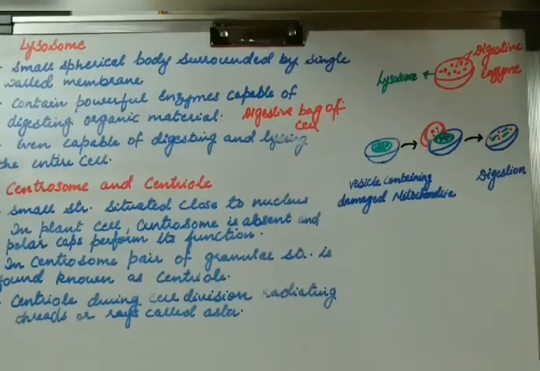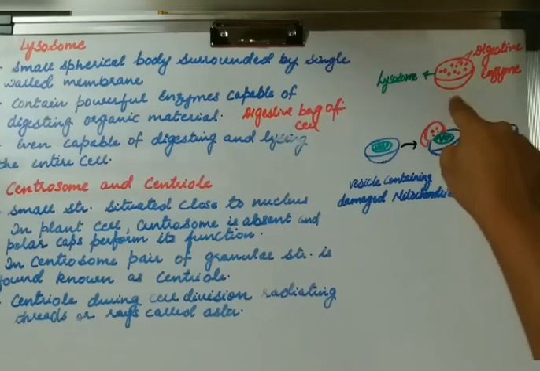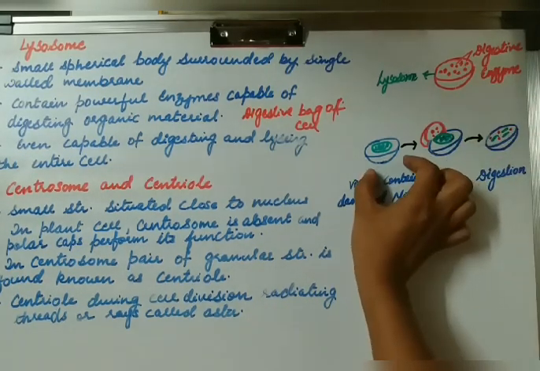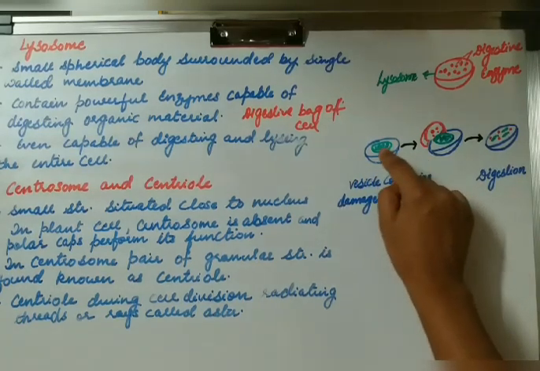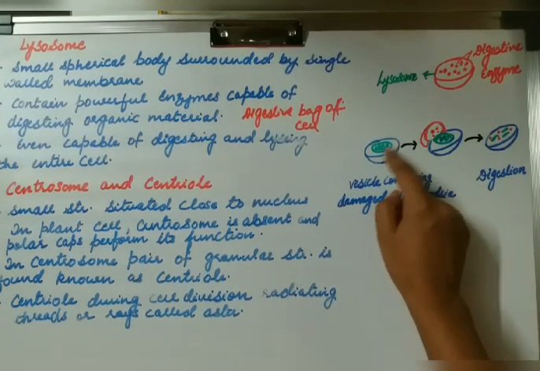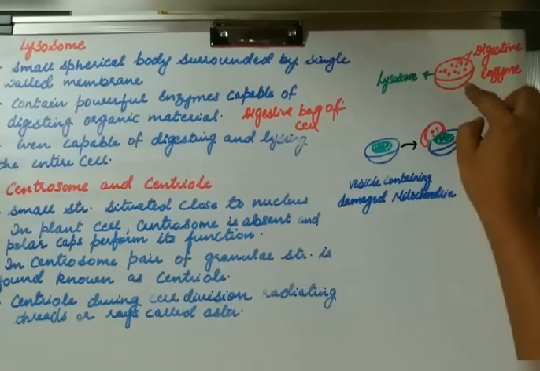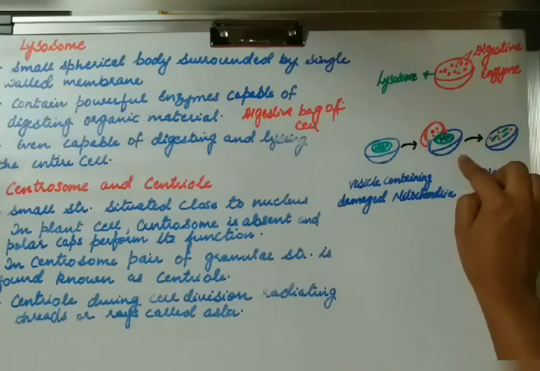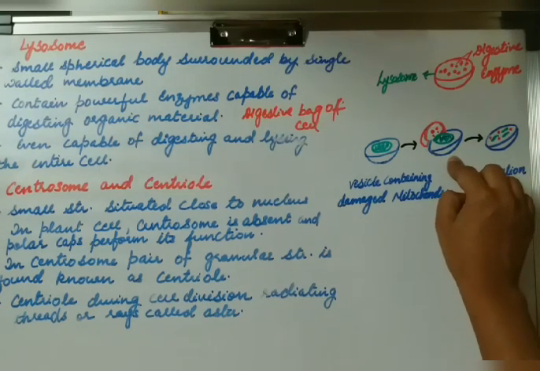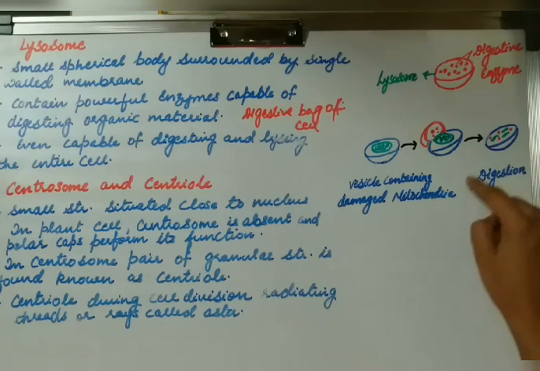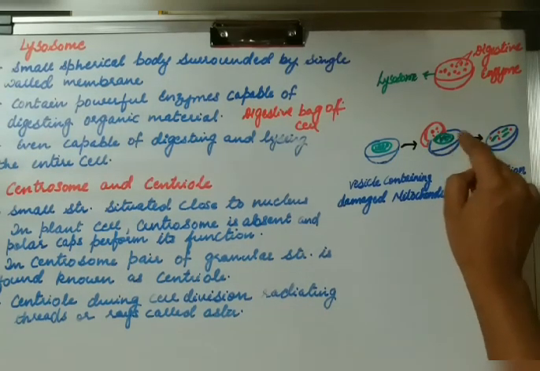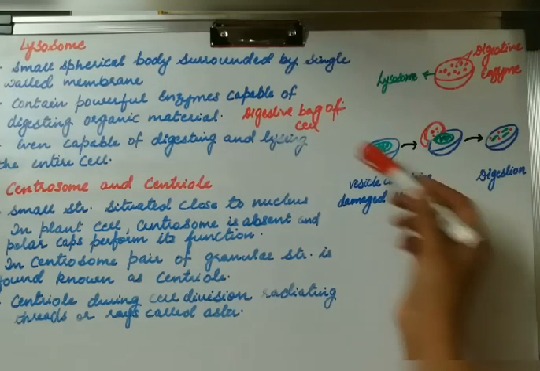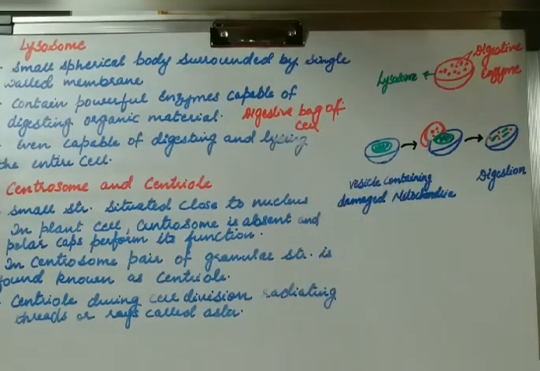You can see in this diagram also, this is a lysosome. It has powerful digestive enzymes, and this is a vesicle which contains a damaged mitochondrion. The lysosome fuses with the vesicle containing the damaged mitochondrion, and there is a digestion of this damaged mitochondrion. Due to this, it is known as the digestive bag of the cell.